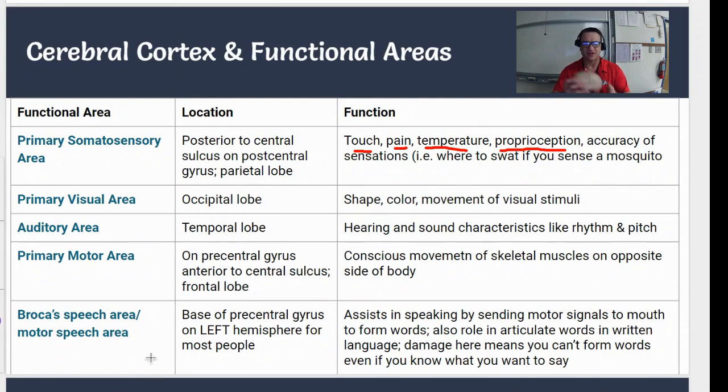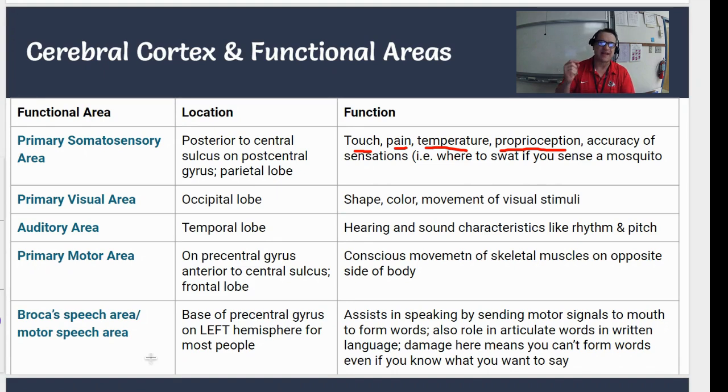The last cerebral cortex functional area is called Broca's speech area, or the motor speech area. It's on the left hemisphere, so here's your left cerebral hemisphere. Once again, here's the central sulcus, and Broca's area is going to be right about there, just anterior, kind of at the bottom of the primary motor cortex. That's for speech production. That's what I'm doing right now. I'm using Broca's area to produce speech.